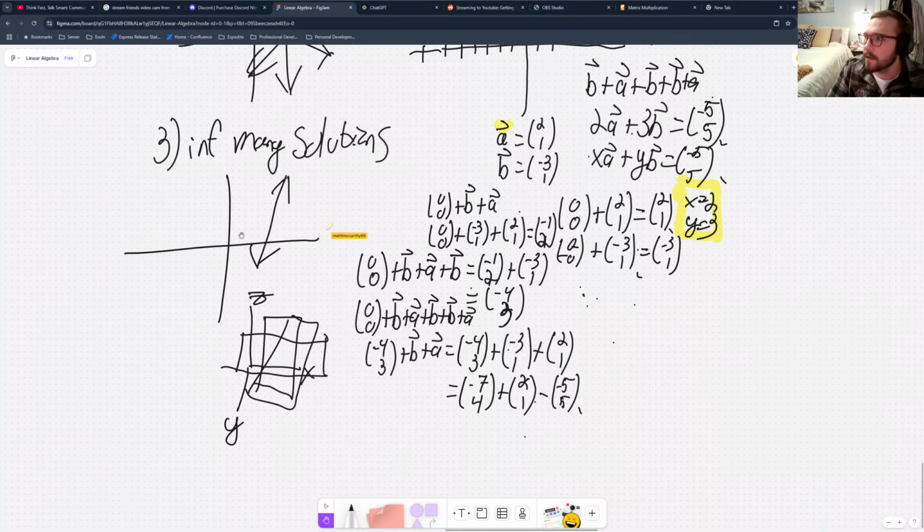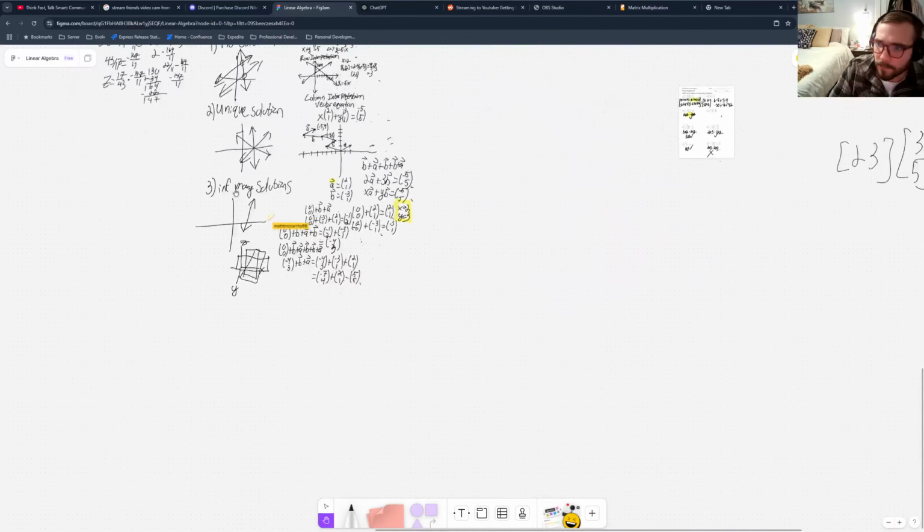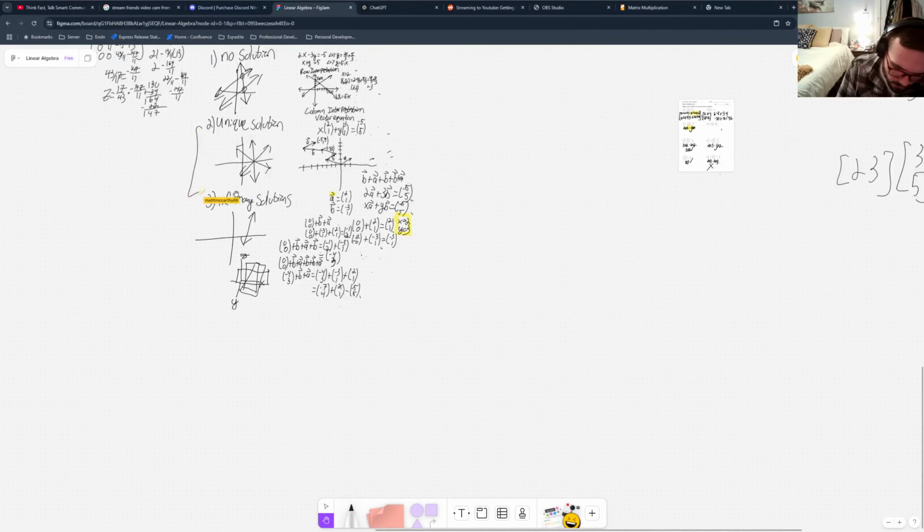solution. And so these two, unique and infinitely many, when systems are like that, we call these two consistent. So when the system is consistent, it means that there's some solution, but it could be unique or it could be infinitely many. And when there's no solution, we say that the system is inconsistent. So just terminology. So that's some stuff that we went over.